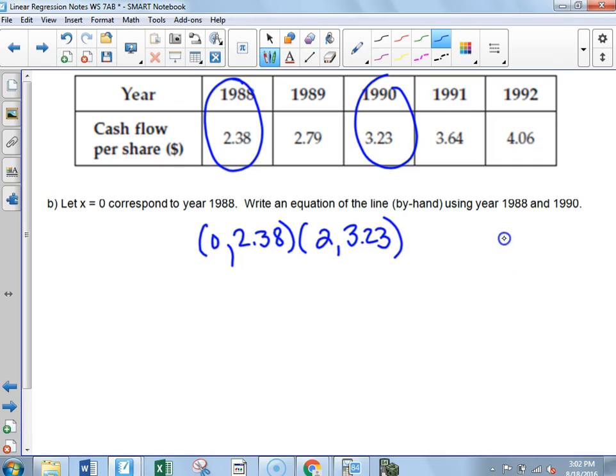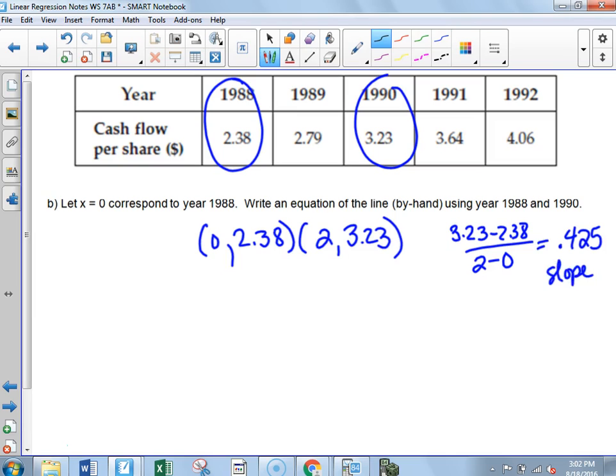How fast can we do this? We did a lot of these yesterday, right? Slope. I think it's 0.47 something, 42 something, I don't remember. 0.425. Thank you. That's our slope.